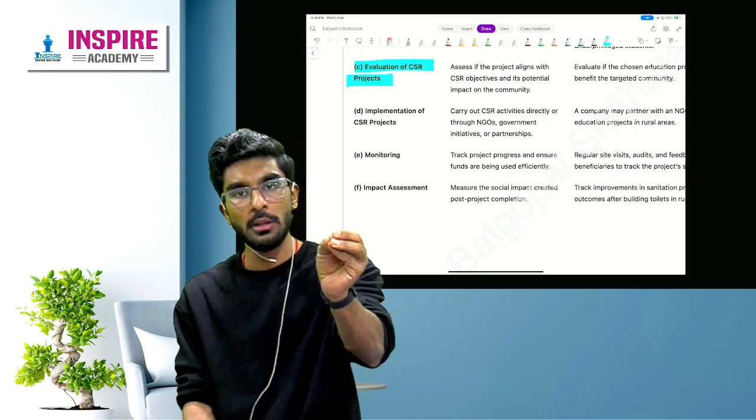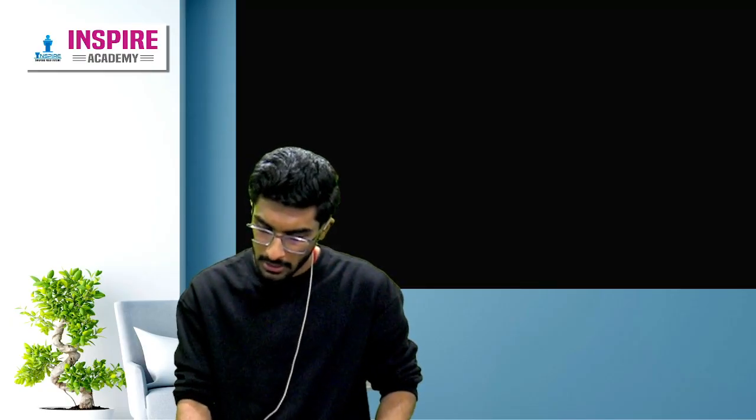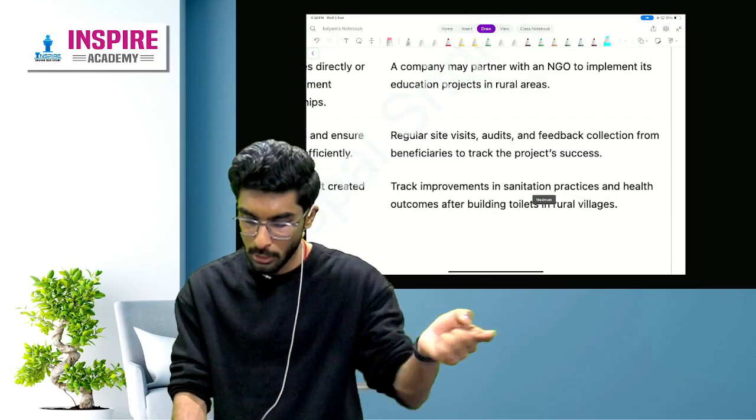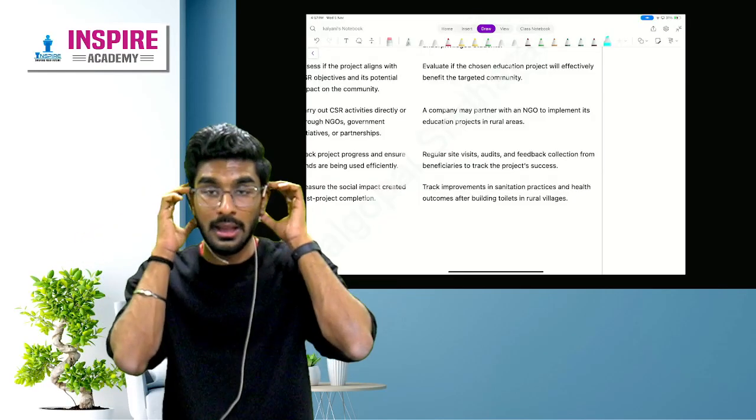Then when you have identified that project, you are going to implement it, carry it out. A company may partner with an NGO to implement its education projects in rural areas. So the company can either directly implement or indirectly take help of an implementing agency like an NGO or trust.